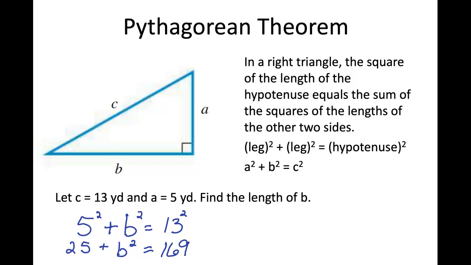And then we need to get rid of this plus 25, so we subtract 25 from both sides. So B squared equals 144. And then to solve for B, since B is being squared, we want to take the square root of both sides. So our answer for B is the square root of 144, which is 12. So the length of side B is 12 centimeters.